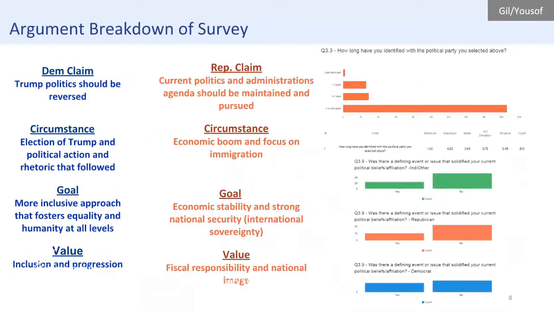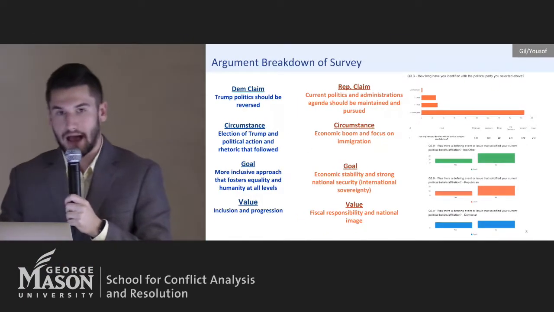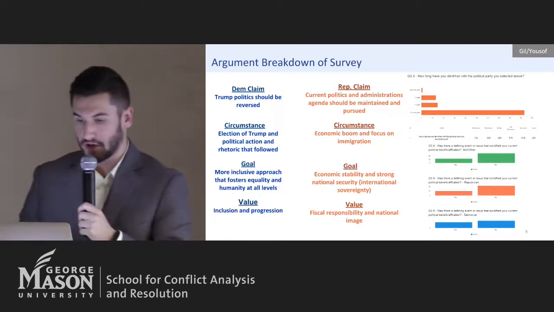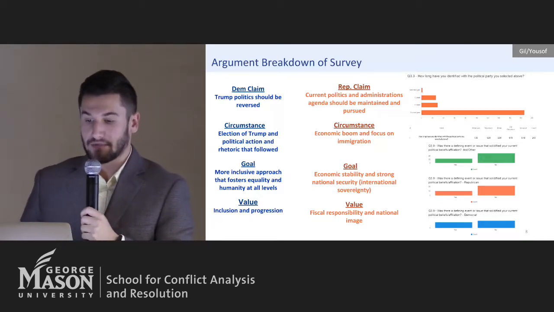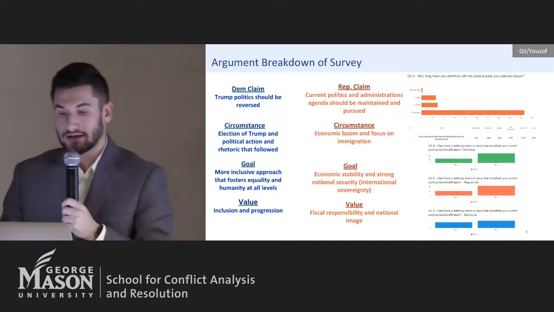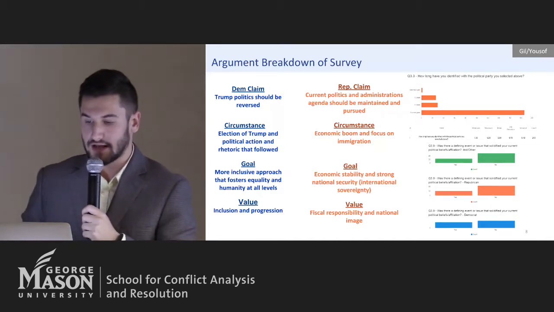The Republican claim is that the current politics and the administration's agenda should be maintained and pursued. Their argument for that is the economic boom we've seen, with the stock markets going up, and they also argue for a focus on immigration. They see a need to cut back on immigration and to make the borders much more secure. So the goal is economic stability, continued growth of the markets, and strong national security, which comes with a harder immigration process.